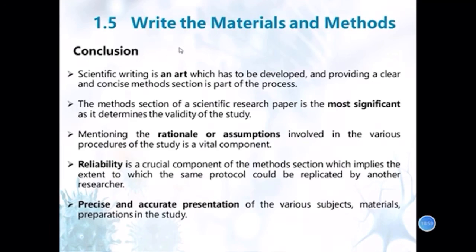So for writing the materials and methods section, here is the conclusion. There include 5 parts. First, scientific writing is an art which has to be developed, and providing a clear, concise methods section is part of the process. So how to be clear and concise. The methods section of a scientific research paper is most significant, because it determines the validity of the study.